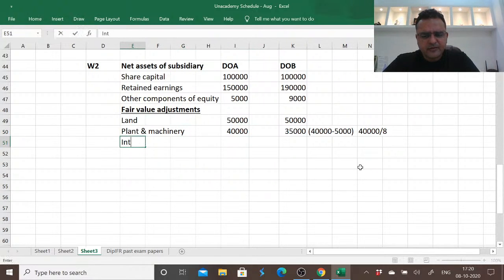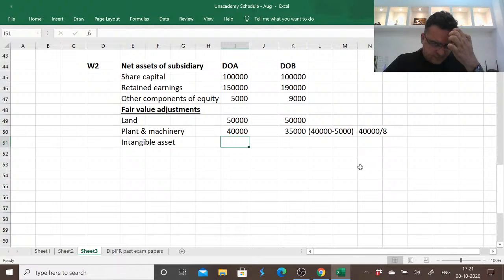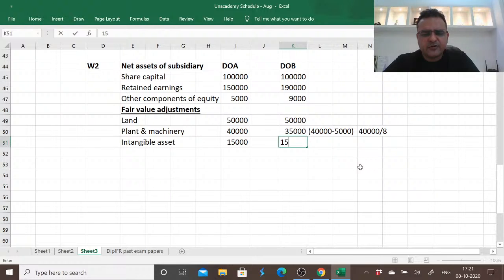There may be an intangible asset which gets recognition for the first time because it was in development stage, and on date of acquisition it was included at 15,000. On date of balance sheet it is an intangible asset with indefinite life, so suppose we include it at the same amount. Indefinite life, so no depreciation. It is a non-depreciable component, not depreciated, because it has an indefinite life.